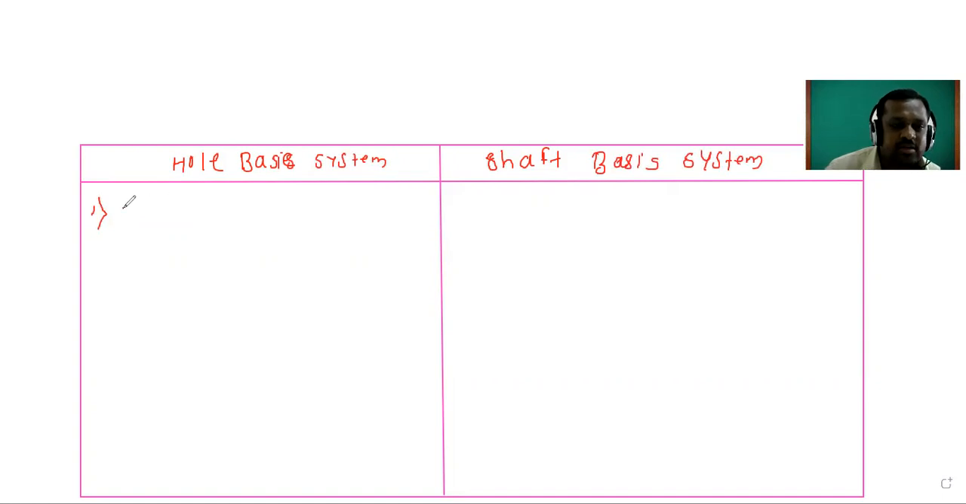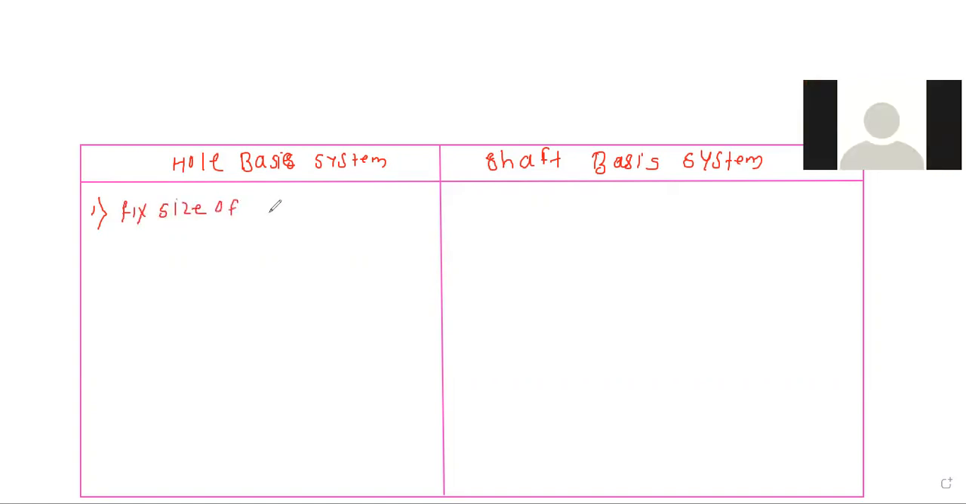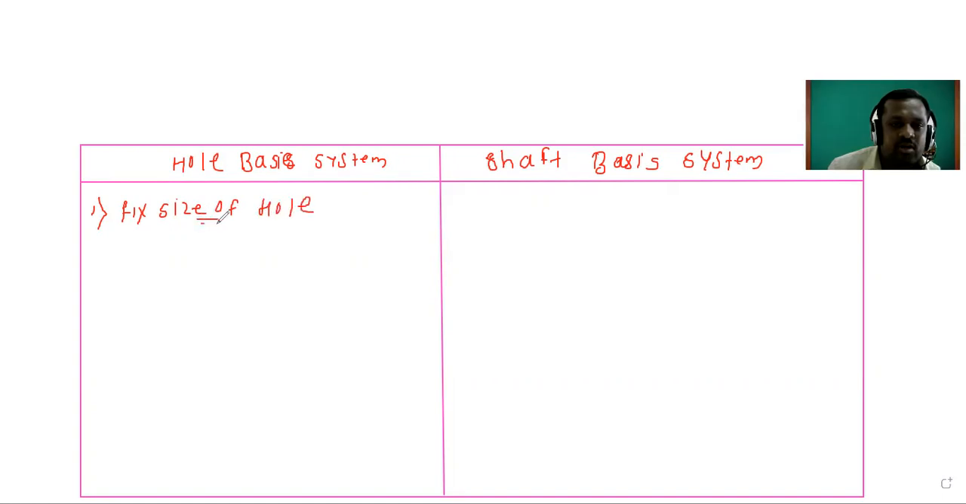In the hole basis system, we are fixing the size of hole. We'll fix the size of hole, and in the shaft basis system, we fix the size of shaft. Fix the size of shaft.